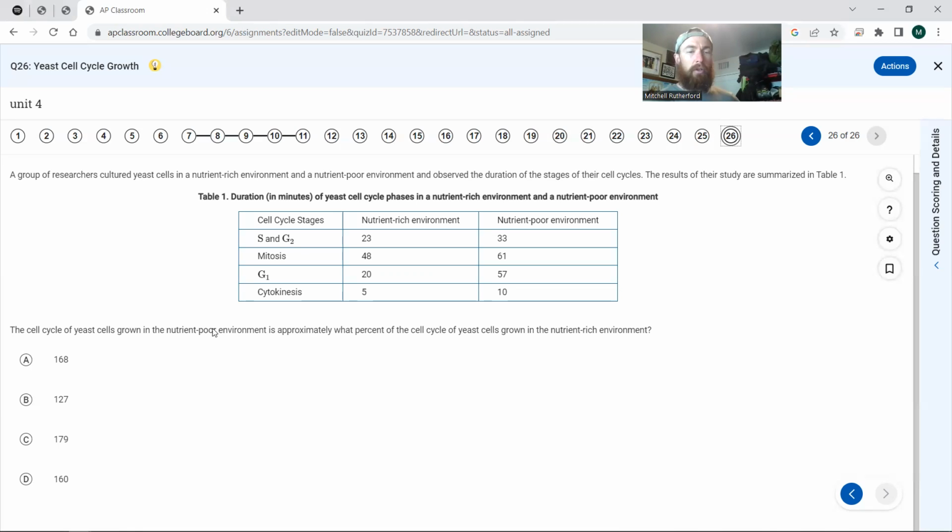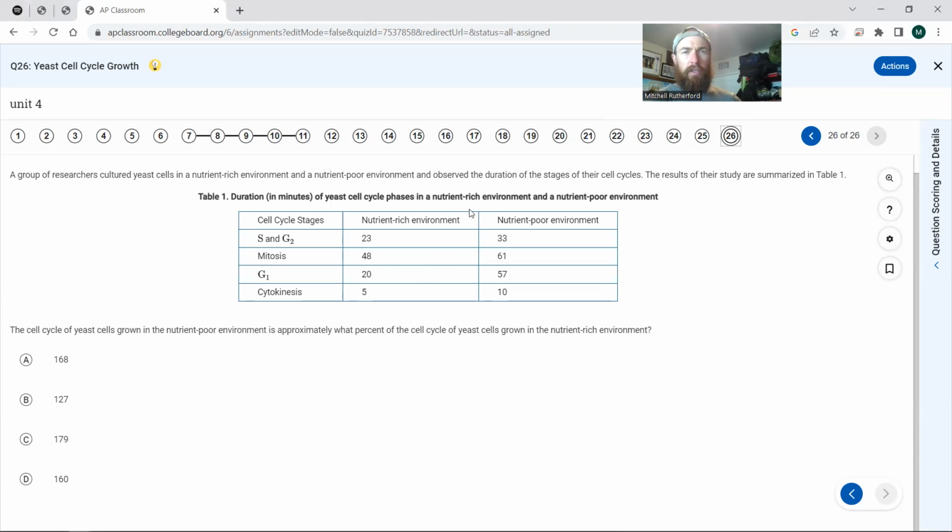Yeast cells grown in a nutrient poor environment. What percent of the cell cycle is approximately what percent of nutrient rich? Okay, so we've got nutrient poor versus nutrient rich. We're going to have to do some mental math here. What percent? Oh, Lord. They're giving us 168, 20. This is going to be rough, I think.